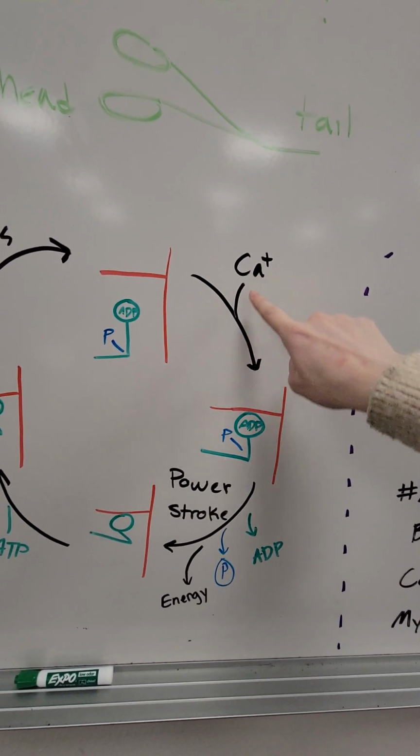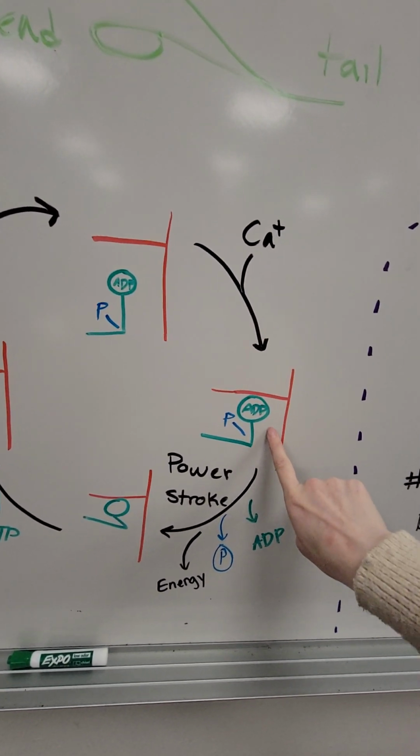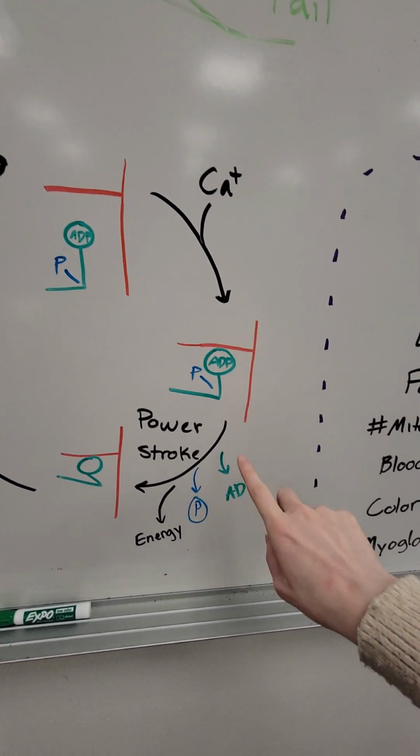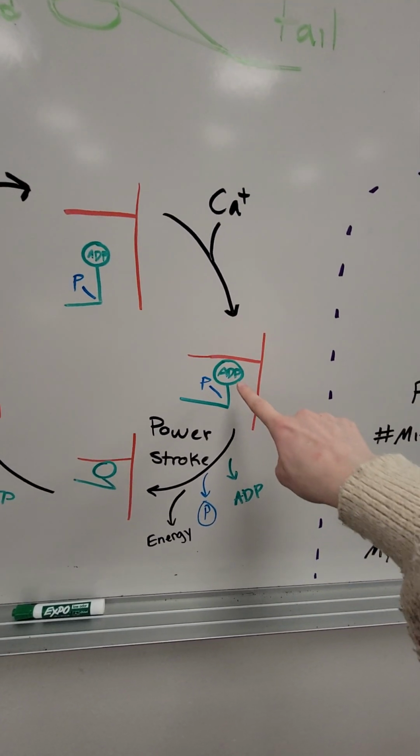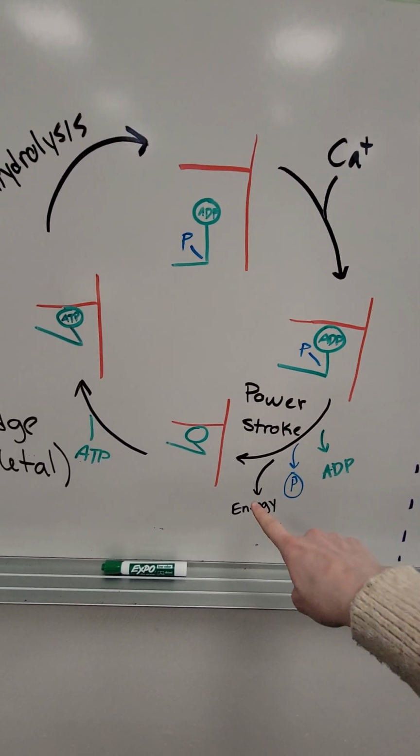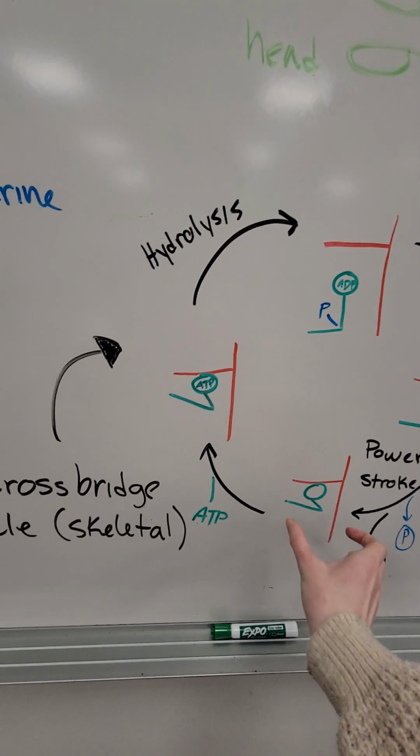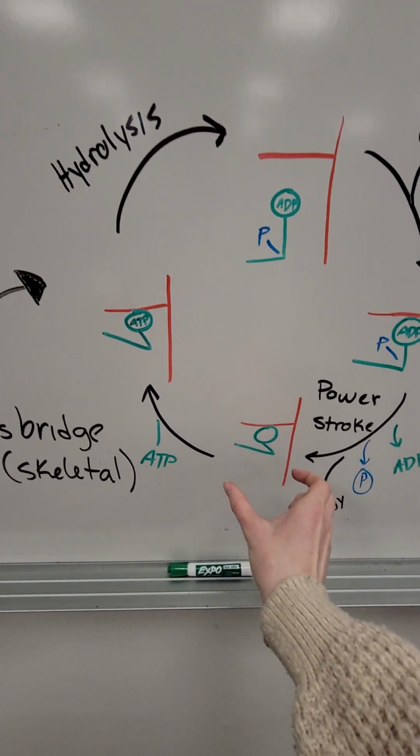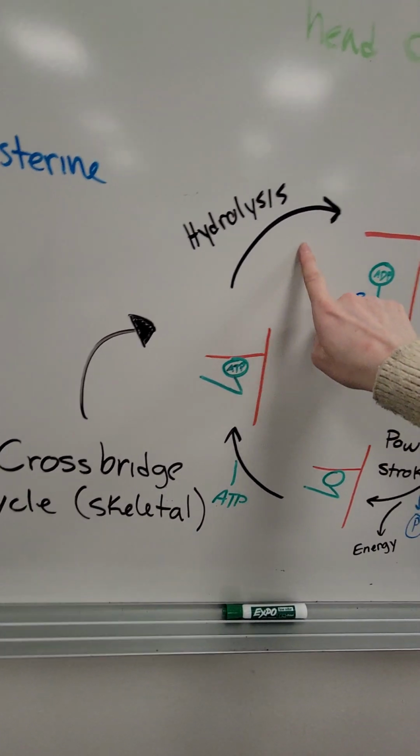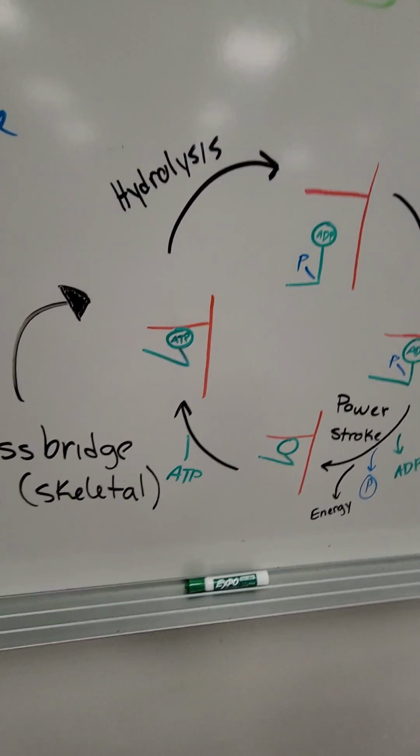We get calcium to come in. The calcium causes it to bind. And then we have a power stroke, and the power stroke causes us to lose the ADP that we have on the myosin head. It also causes us to lose the phosphate, and it releases some energy. And then this is our cocked state right here. And then we get ATP, which goes here, and then through hydrolysis we get that phosphate back.